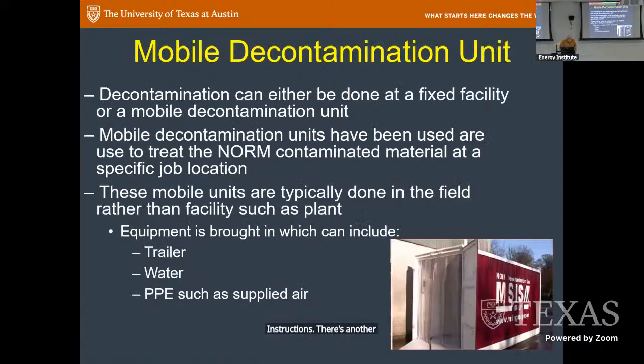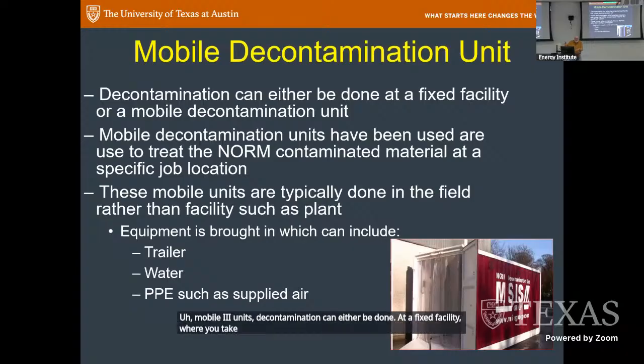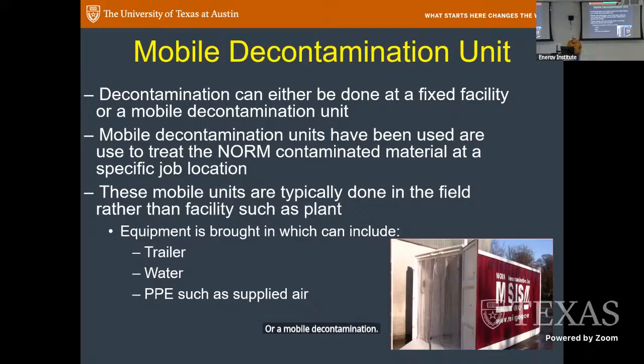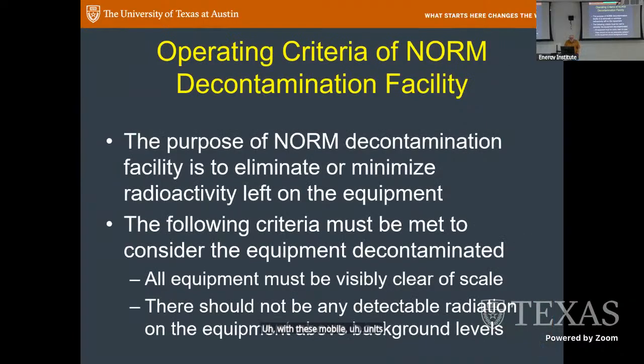There's another way of doing decontamination, and that is mobile units. Decontamination can either be done at a fixed facility, where you take the equipment and bring it to the facility, or with a mobile decontamination unit. The mobile decontamination units are used to treat the NORM-contaminated material, and they can include trailers and water, PPEs, and you have sort of a roving team that goes from site to site with these mobile units.